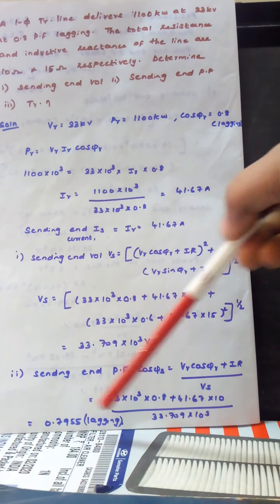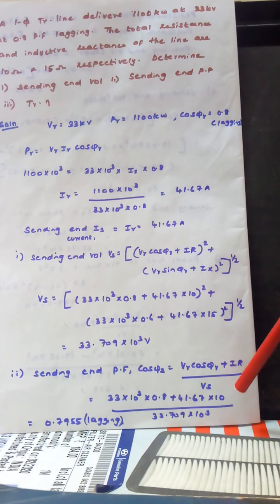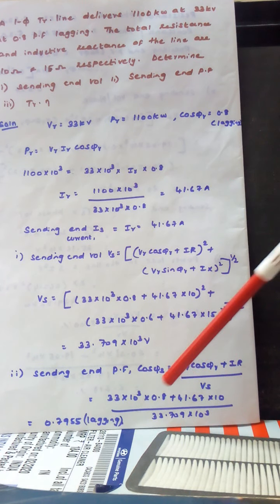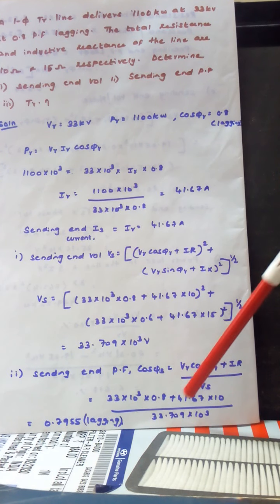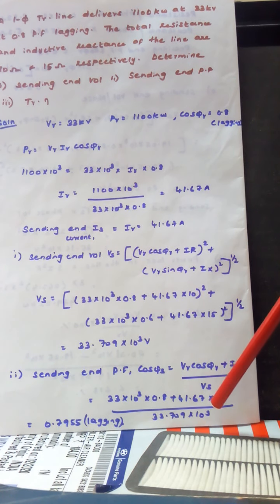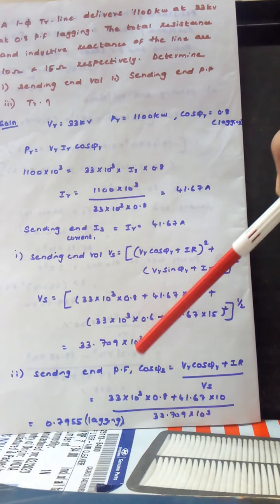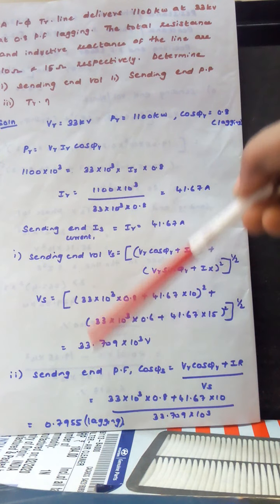So next one is the sending end power factor. Cos φs is equal to (Vr cos φr + Ir) divided by Vs. So the Vr value is 33 into 10 to the power of 3 and cos φr is 0.8, and I into R, where the I value is 41.67 and the R value is 10, divided by Vs, which we got as 33.709 into 10 to the power of 3 volt. So we are getting 0.7995 lagging.